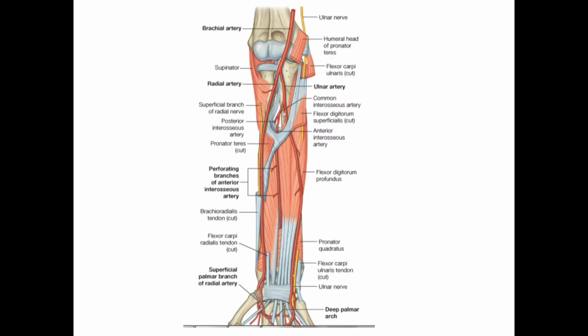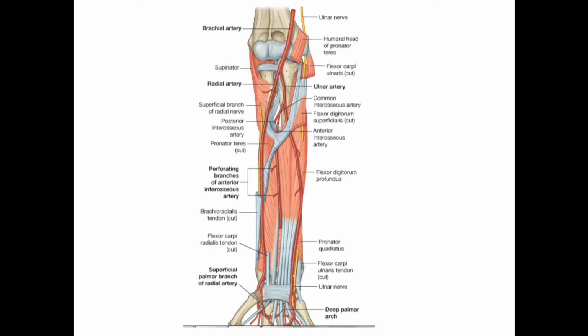And this is the first branch of the ulnar artery, the common interosseous artery. And it is dividing into the anterior interosseous artery and posterior interosseous artery here. And the anterior interosseous artery itself is branching into the perforating branch of the anterior interosseous artery, and that's how it is supplying most muscles of the forearm, right?